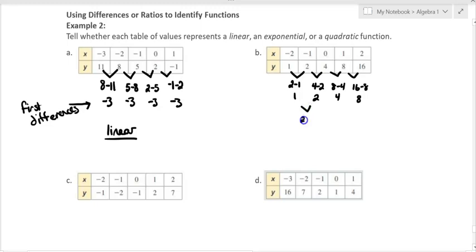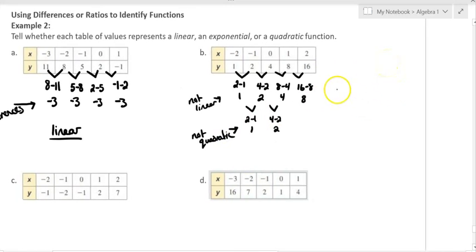So if I do 2 minus 1, this is second differences. I'm doing it the second time. I get 1. 4 minus 2, I get 2. So right there, I know they're not the same. So this row tells me that it's not linear. This row tells me it is not quadratic because second differences didn't work. And so I'm going to try it again. I'm just going to write them here so that we don't have to erase everything.